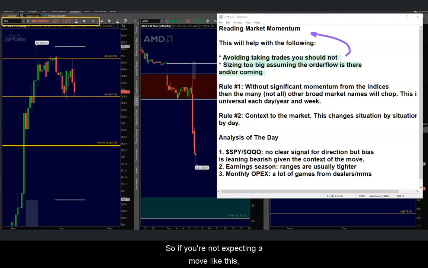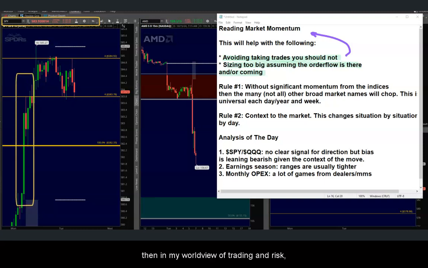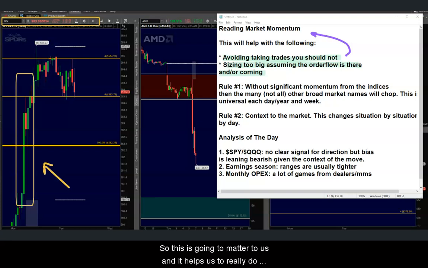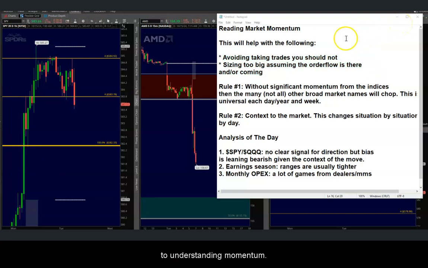So, if you're not expecting a move like this, then in my worldview of trading and risk, again, risk management has a lot of different aspects to it. I don't want to size a position aggressively. Okay. So this is going to matter to us, and it helps us to really do these two things. If you can find other uses out of it, all the better. Okay. So let's start with the first rule to understanding momentum.